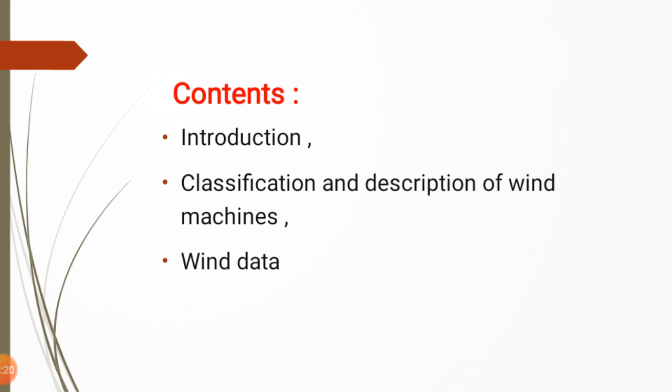And the last part is wind data. That means we are able to measure the wind speed at a particular location at a particular time. If we tabulate all this data, that is the wind data, then we get information about the wind energy at that particular location. So this is all about the contents of chapter 5. Let's start with the introduction.